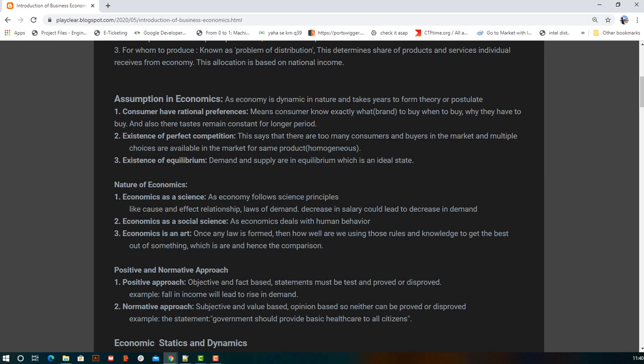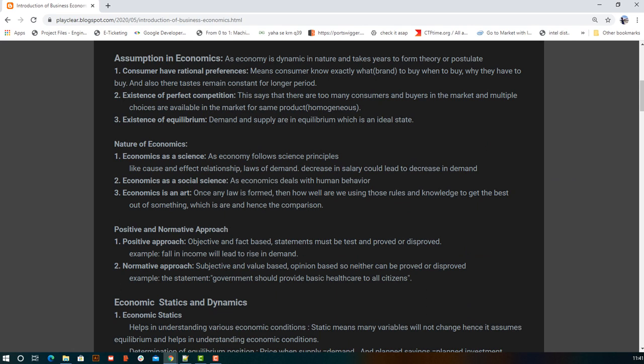Next we have the nature of economics. So we have three natures of economics: it is a science, a social science, and an art. Now why do we call it a science? Because it follows some of the science principles like cause and effect relationship, laws of demand, laws of supply, and many other things. So when someone is following some specific law, its nature is like: when this happens, this should happen; when x is reduced, y is increased. If any such law is followed, we say it is following the scientific principle. So because of these laws we call economics a science.